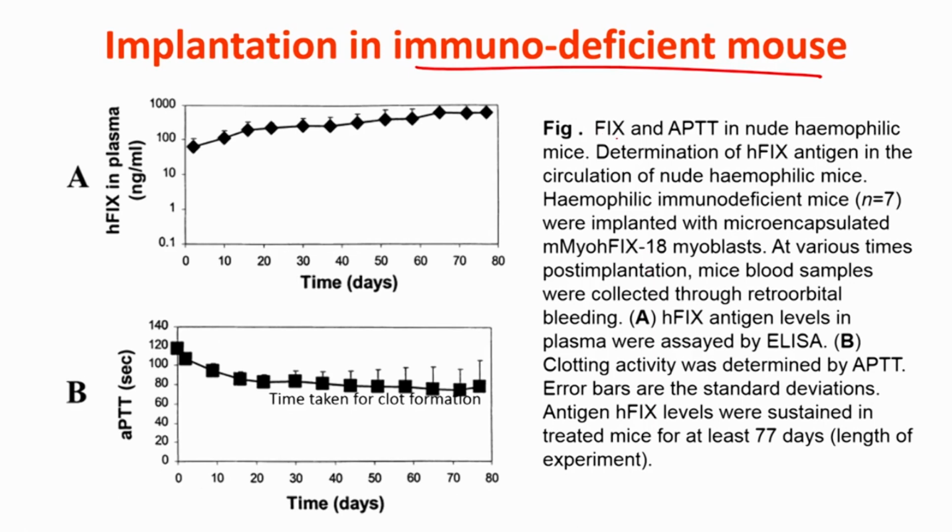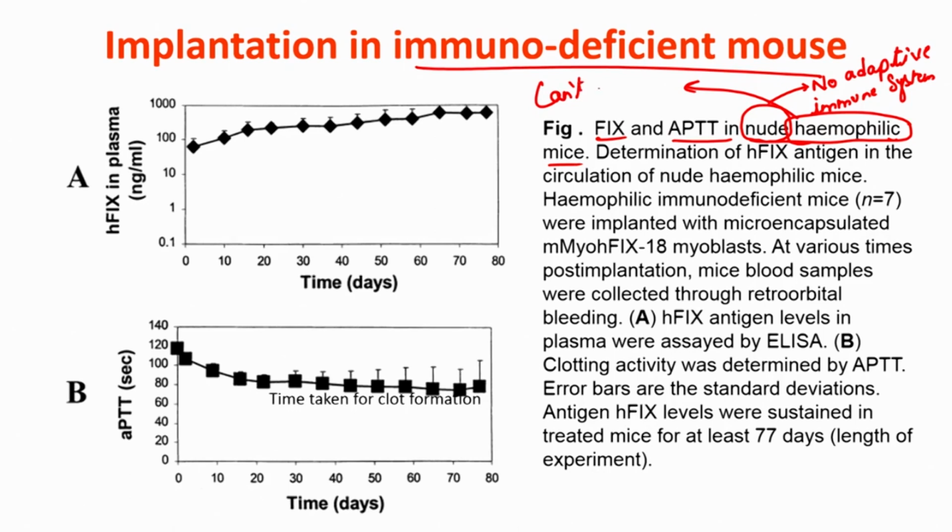basically 2 things that they are measuring. One is the FIX and another is APTT in a nude hemophilic mouse. The nude mouse here means that the immune system is knocked out, no adaptive immune system. And then hemophilic basically means that they can't clot blood.